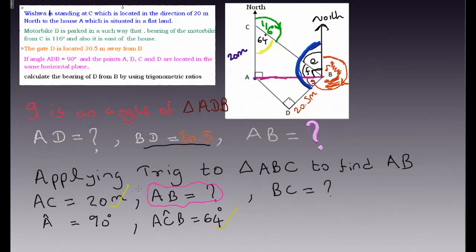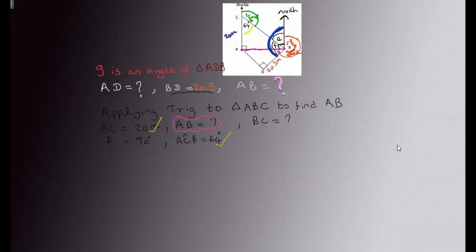And have we fulfilled the requirements to apply trigonometry? Yes. To find a length using trigonometry, what we need is the length of one side, which we know, AC is 20, and the magnitude of one angle, which we know, angle ACB 64. So now we can apply trigonometry. Now we figured out that trigonometry can be applied to triangle ABC to find out AB's length.